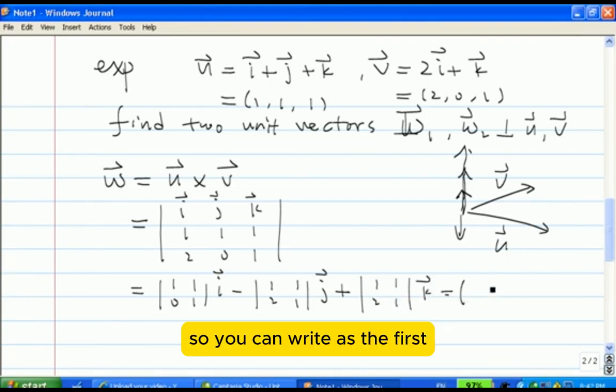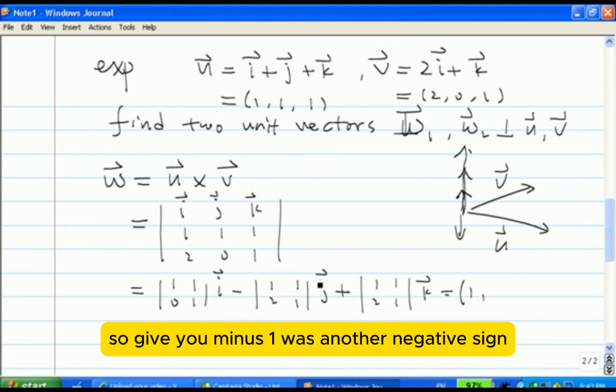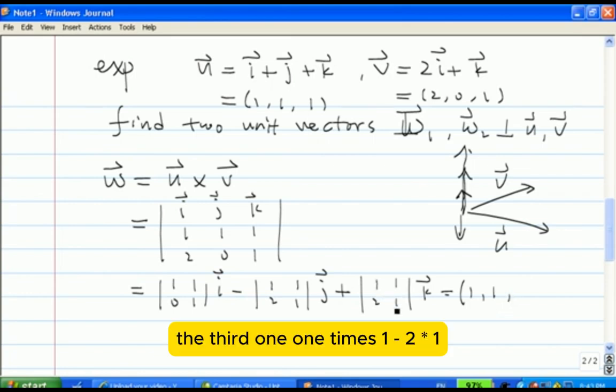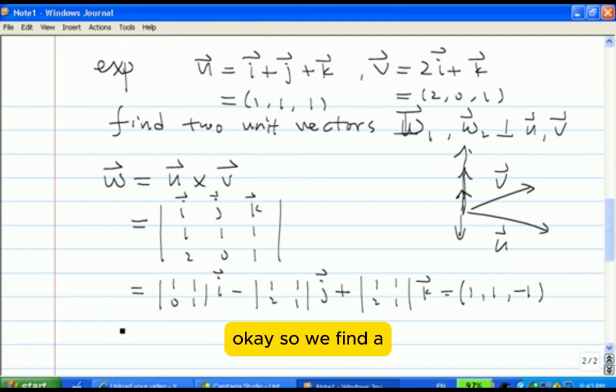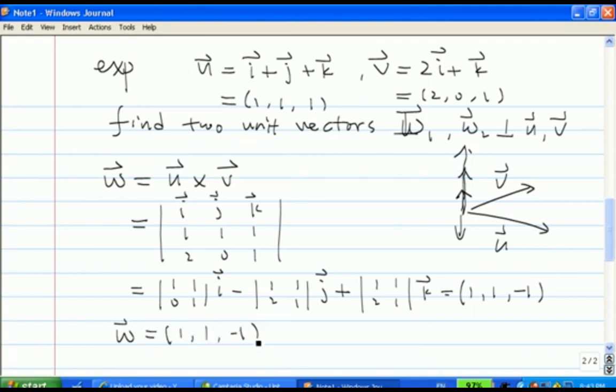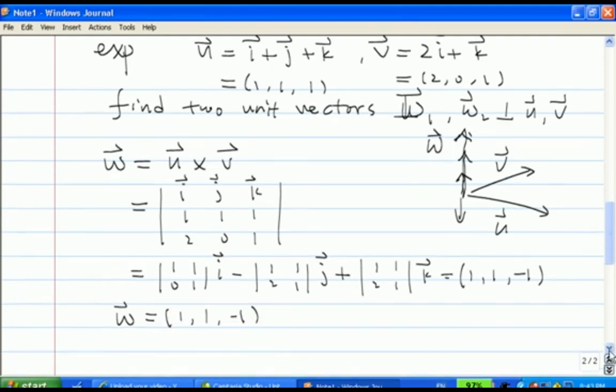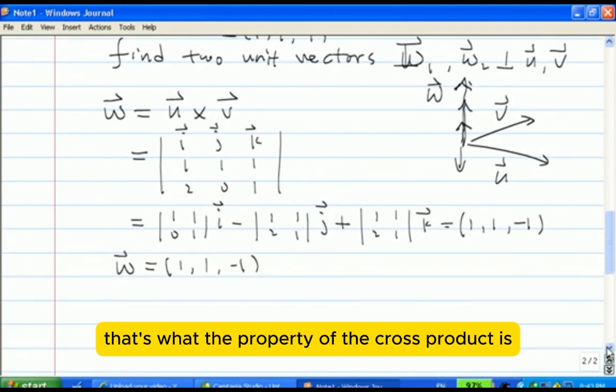So you can write the first determinant, which gives you 1. The second one gives you 1 minus 2, so minus 1, and with the other negative sign it gives you positive 1. The third one, 1 times 1 minus 2 times 1, gives you minus 1. Okay, so we find W. W here is 1, 1, and negative 1. So we can say W is one of those vectors perpendicular to both of them. That's the property of the cross product.